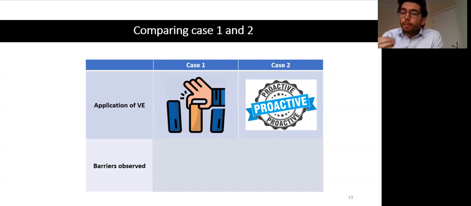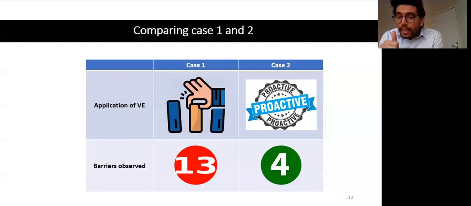Overall, by comparing both the projects, it was deduced that the project in which value engineering was not introduced during the development of the scope experienced 13 barriers. In comparison, the project in which value engineering was introduced from the beginning of the project experienced 4 barriers. So it can be concluded based on the 2 projects that value engineering can help in resolving the barriers for enhancing the flexibility in the project scope.